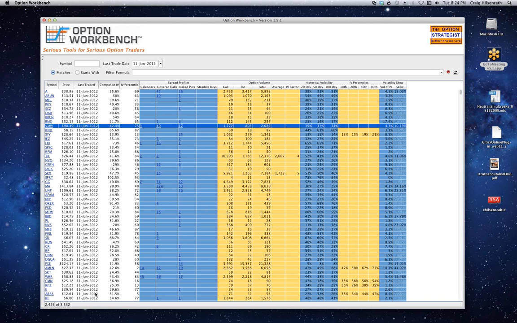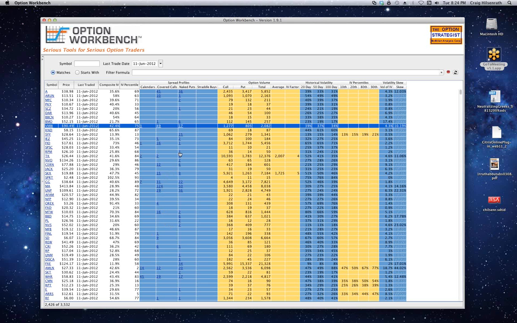So you can see at the bottom left of the screen here, we're looking at 2,426 out of 3,532 equities and ETFs that are covered on the strategy zone with options. So there's a lot to choose from, and in fact, there are over 400,000 options available for you to trade.